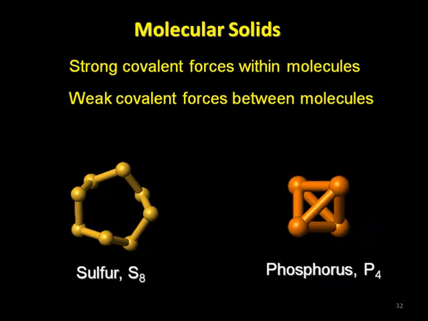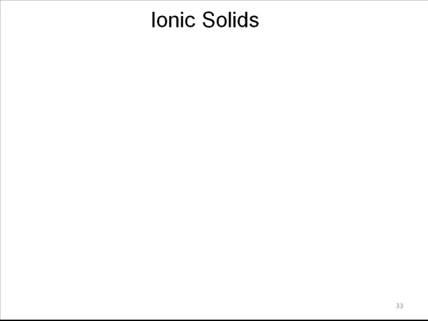The next type of substance, molecular solids. There are strong covalent forces within the molecules. There are weak covalent forces between the molecules. So sulfur S8 and phosphorus P4 are examples of molecular solids.